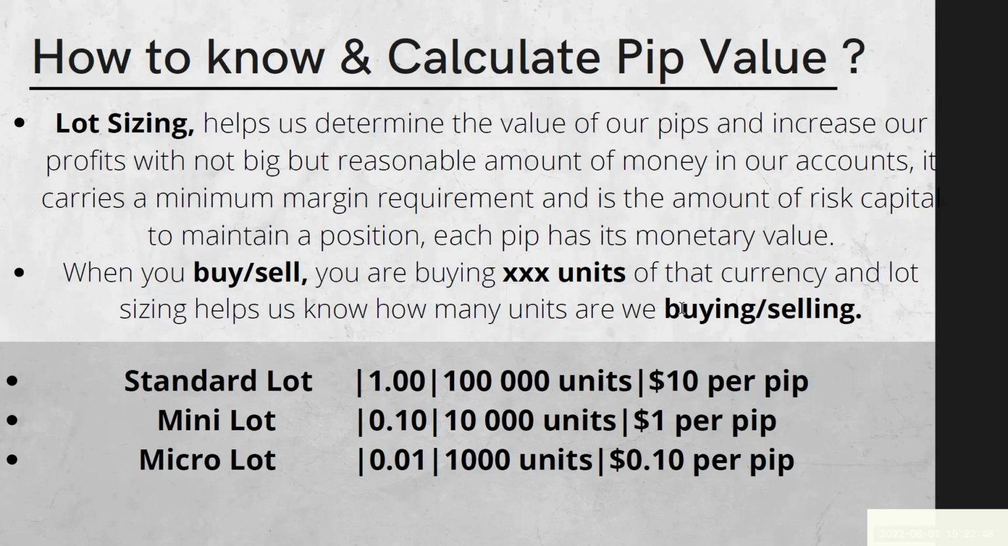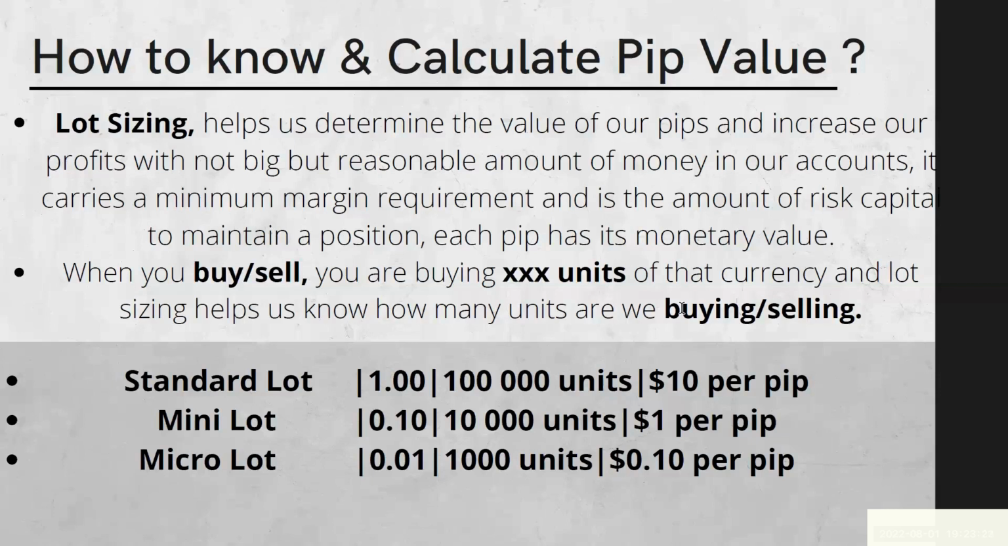And each pip has its monetary value, right? So another thing that I want you to know is that when you buy or sell a currency, you are basically buying a number of units of that currency. If you head back to that example of Euro USD, it simply means that if we are buying Euro USD, we are buying the euros, and we are selling the dollars, right? So in order to calculate the value of our pips, we use what is called lot sizing.